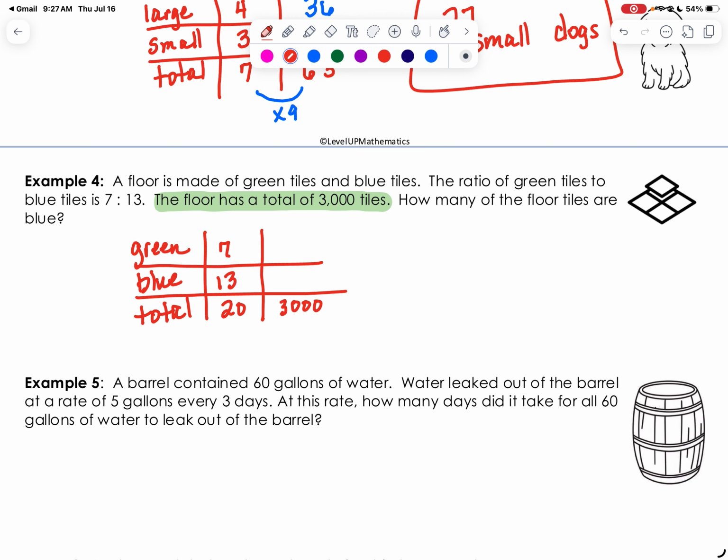So in order to determine the number of blue tiles, I'm going to have to figure out what I need to scale by. So I'm going to see how many times 20 will go into 3,000. So 20 will go into 30 one time. 1 times 20 is 20. Subtract, bring down a 0. 20 goes into 100 5 times. 5 times 20 is 100. Subtract and bring down. 20 goes into 0 0 times. So what this means is we're scaling by 150.